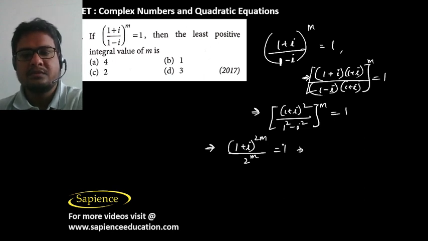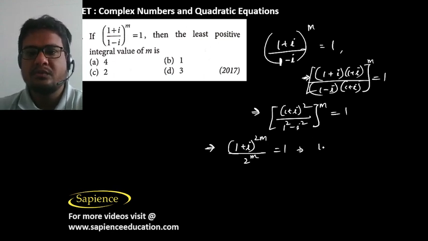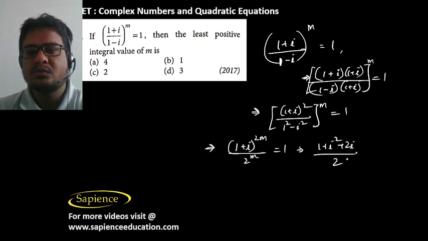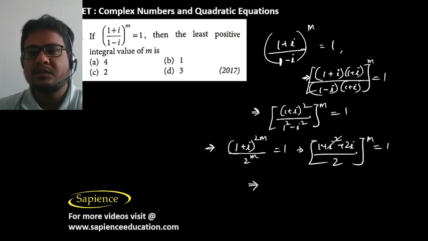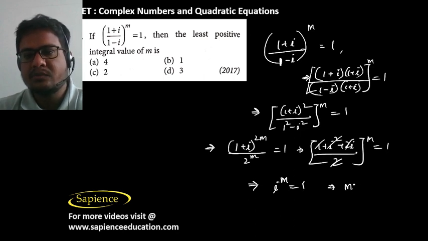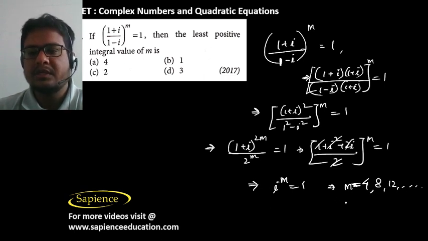So then this we can write 1 plus i whole square will be 1 plus i square plus 2i divided by 2, whole power m, that is equal to 1. So then 1 plus i square will cancel since i square is minus 1. So 2 by 2 will cancel. So i power m is equal to 1. So it means that m should be equal to 4, or 8 or 12, etc. It means the least value of m is 4.